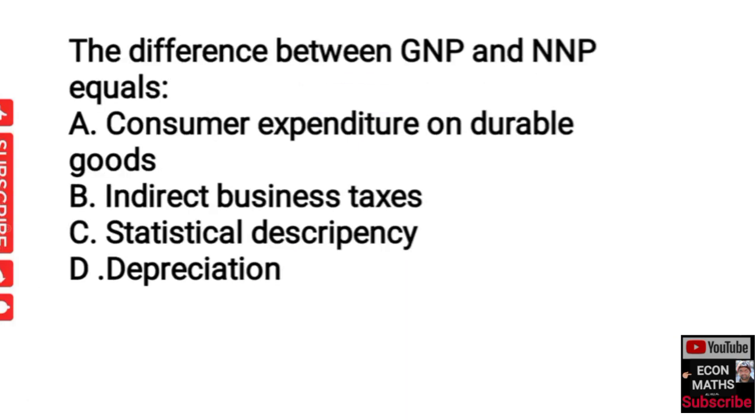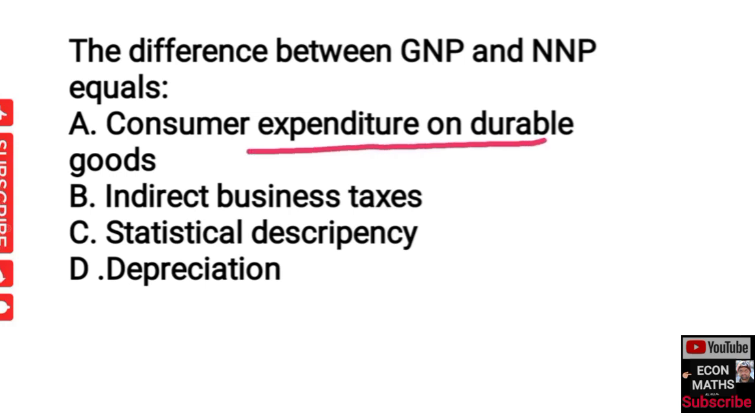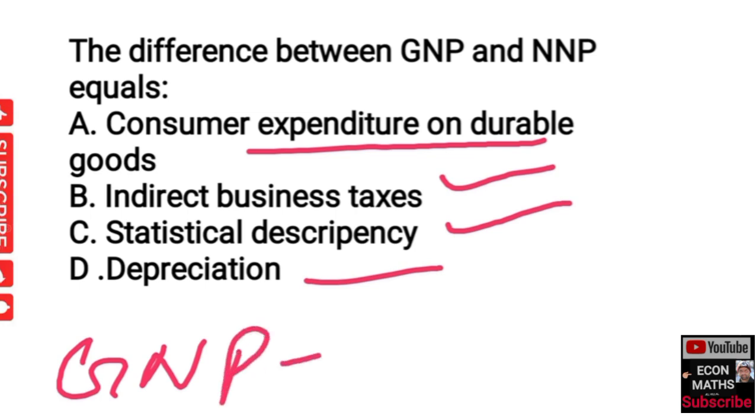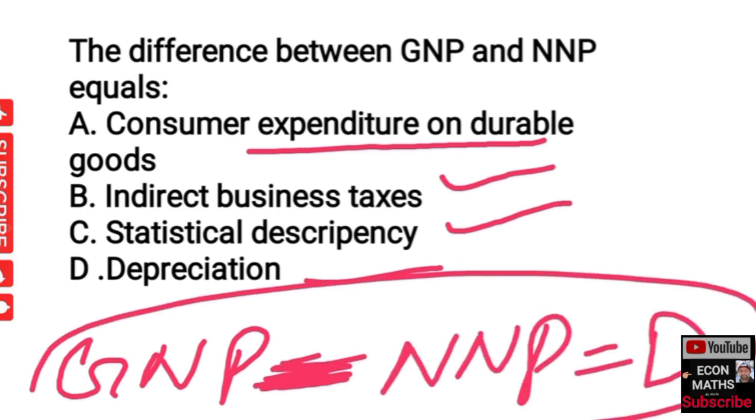Next question is, the difference between GNP and NNP equals. The options are consumer expenditure on durable goods, indirect business taxes, statistical discrepancies, or depreciation. I have told you GNP minus NNP is equal to depreciation. So this is the relationship between gross national product and net national product.